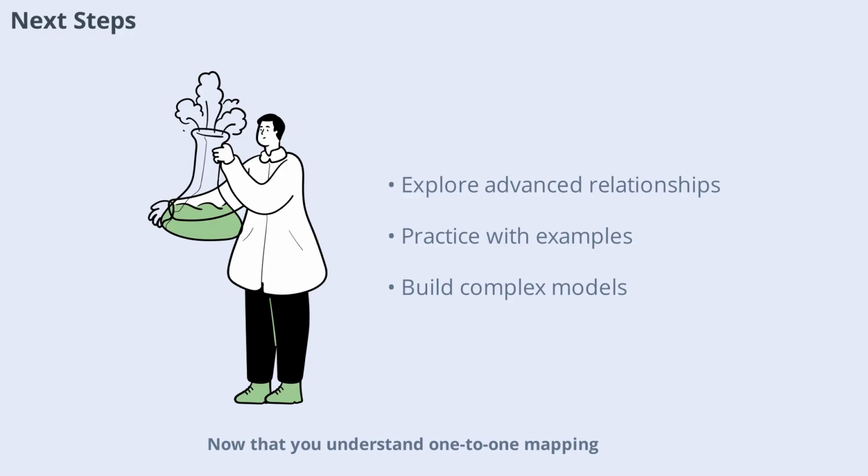Now that you understand one-to-one mapping, you can explore more advanced JPA relationships, like one-to-many and many-to-many. Continue practicing with real-world examples, and try extending your models with additional entities and relationships. The skills you've learned here will serve as a strong foundation for building complex, data-driven applications in Spring Boot.